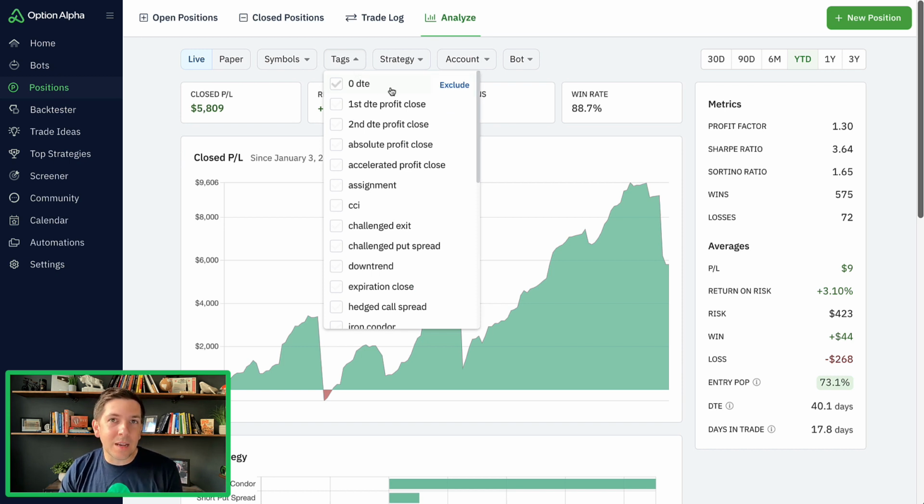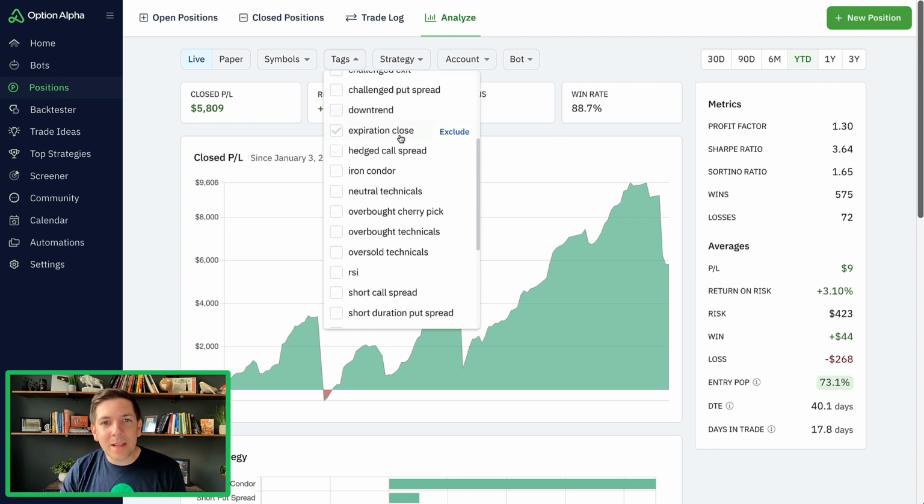Here's an example that I posted in the community, and I think it's still a good use case for why tags are important. In a lot of my bots, I like to tag the state or the market environment that the position was entered into. So if the market was in an uptrend, a downtrend, if technicals were overbought or oversold, because I knew I wanted to analyze this type of data moving forward.